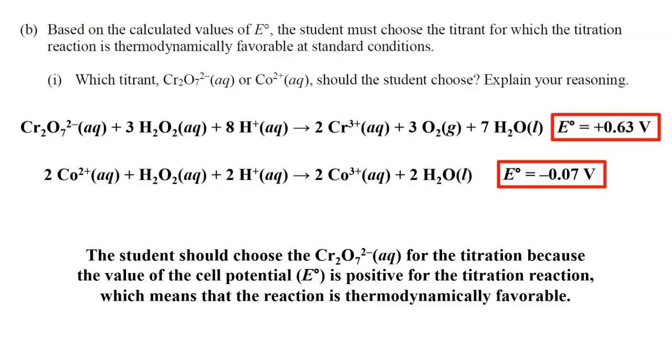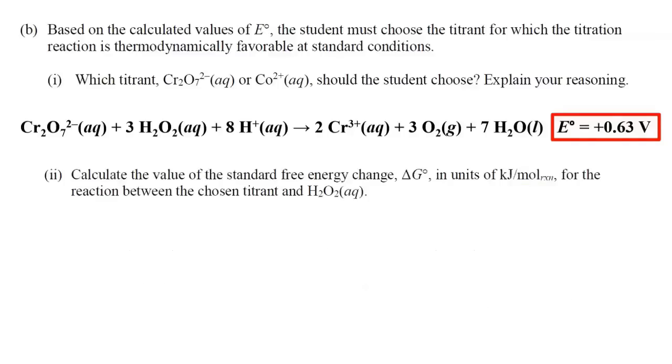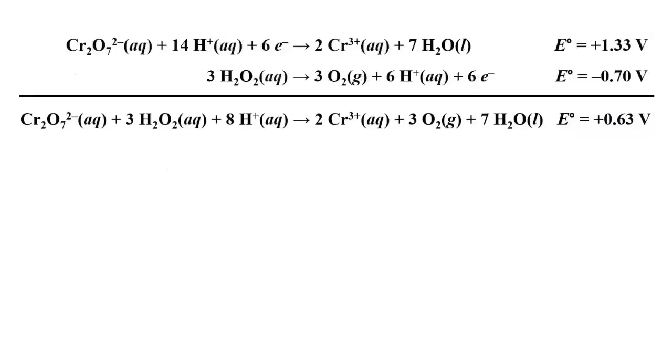Now let's take a look at the follow-up question, which says, calculate the value of the standard free energy change, delta G, in units of kilojoules per mole of reaction for the reaction between the chosen titrant and hydrogen peroxide. So to do this calculation, we know that the overall cell potential is positive 0.63 volts. So that's going to go into this equation. We know that with a positive cell potential, we should have a negative delta G, which indicates that the reaction is thermodynamically favored. So there's our equation.